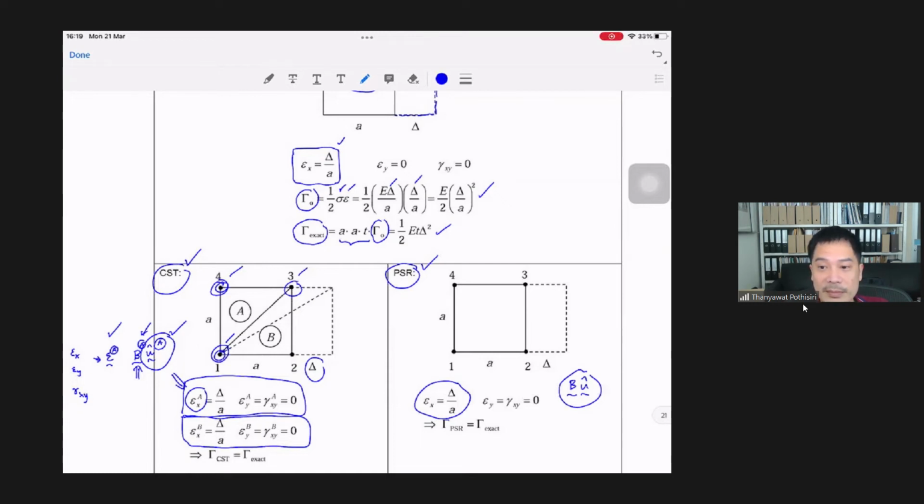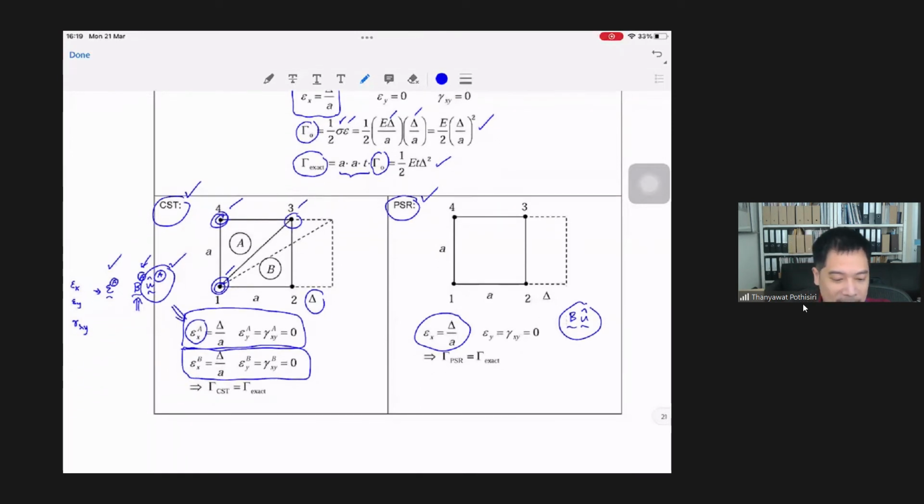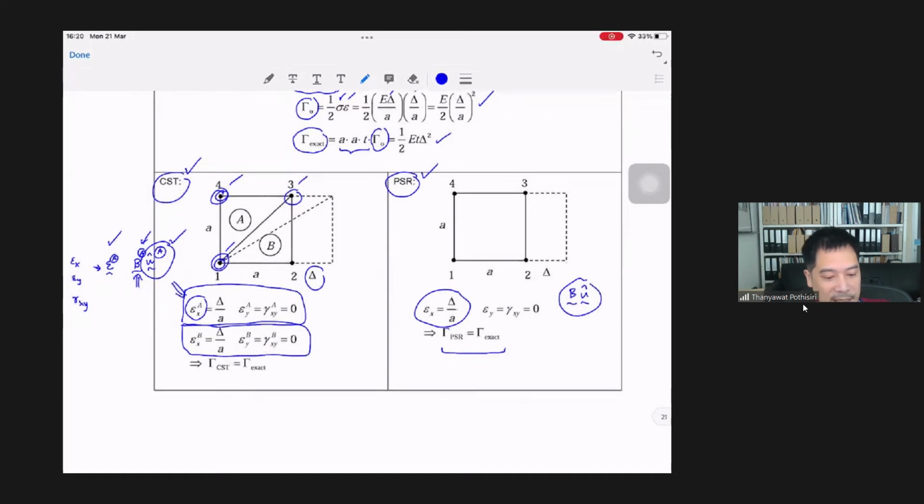So the B matrix is quite straightforward in this case. Okay, to be computed. So again, you see that the strain energy matches with the exact solution. Okay.